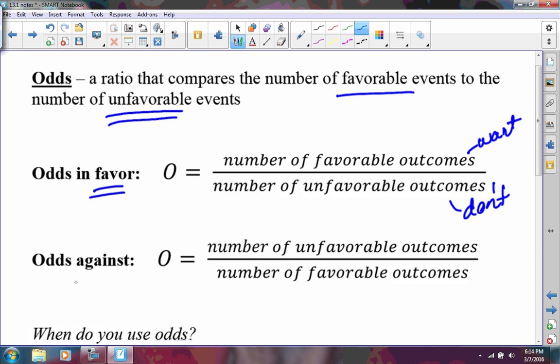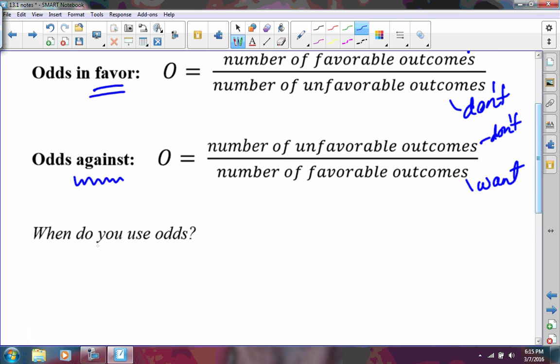And you can also have odds against something. And that's just the inverse of the favor. So we're going to have unfavorable on the top and then favorable on the bottom. So again, it's still what you don't want versus what you want. But the order of the ratio is what makes the difference between the odds in favor or the odds against. And we use odds when we're talking about winning versus losing.